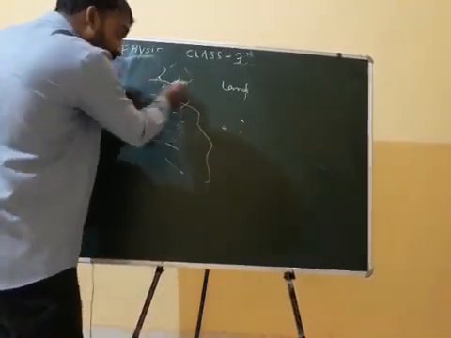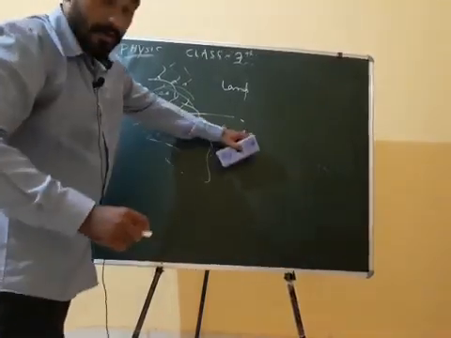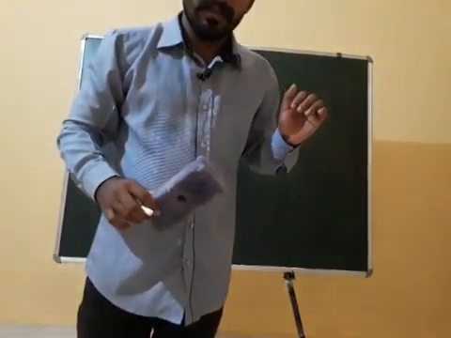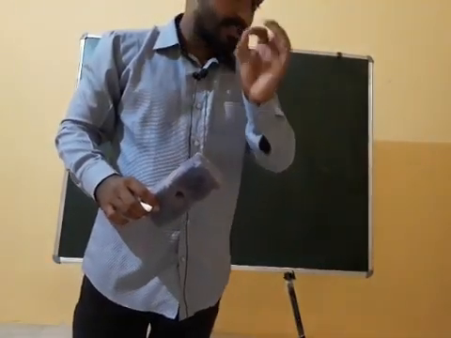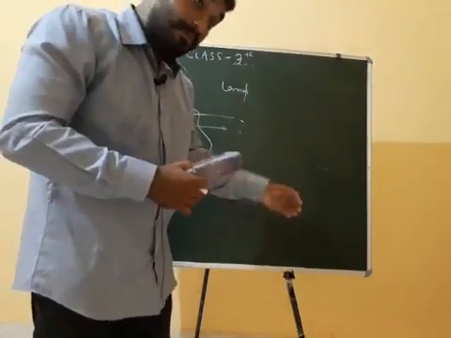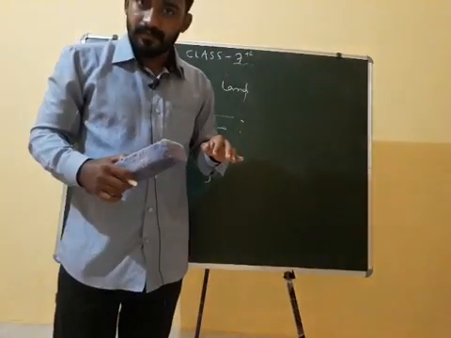So to fill that empty space, air starts moving from the land towards the sea. This is called land breeze. So during night time, land breeze, and during daytime, sea breeze.